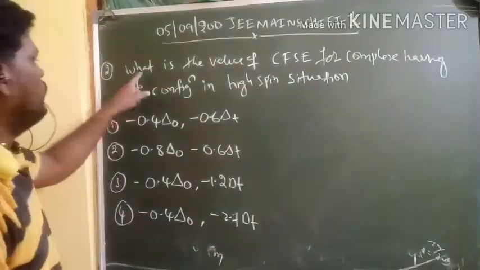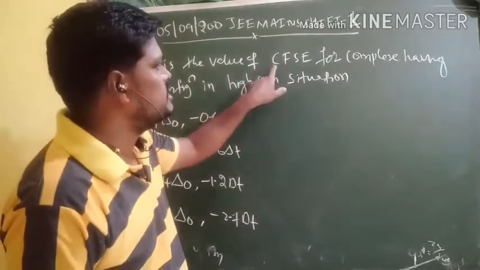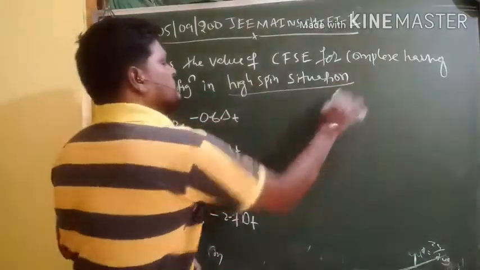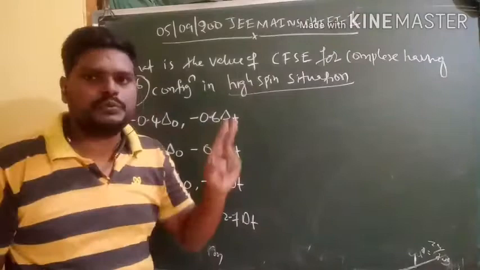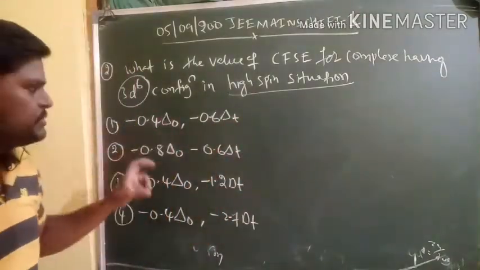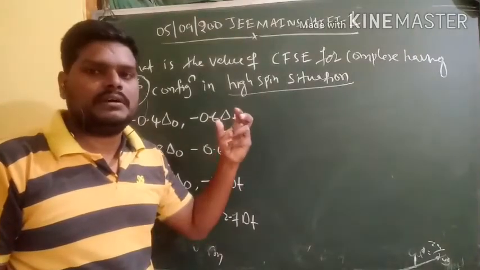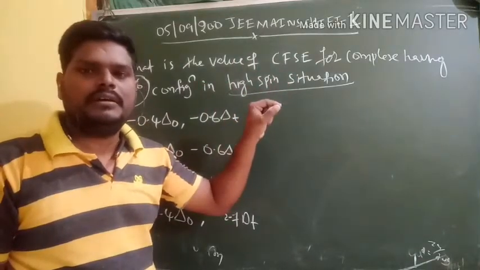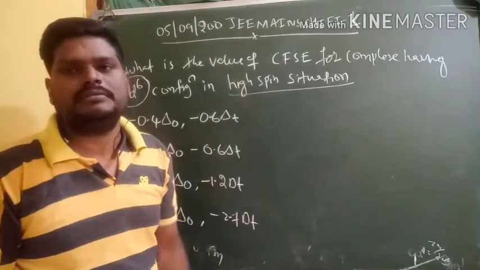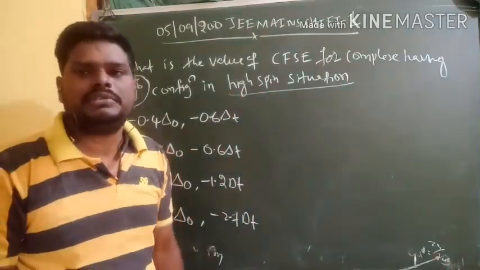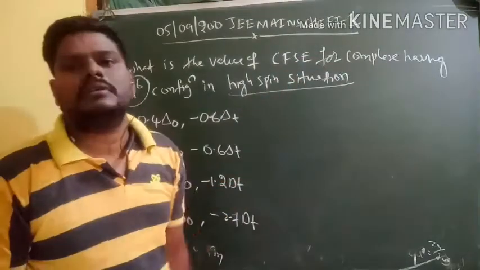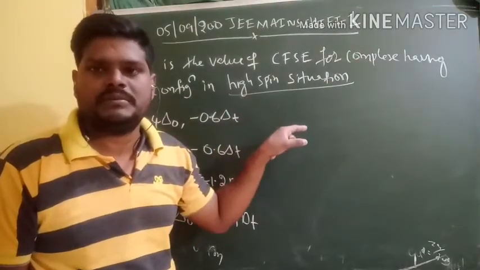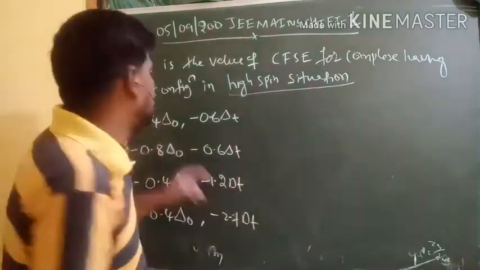Next question. What is the value of CFSE, crystal field stabilization energy, for a complex having 3d6 configuration in a high spin situation? High spin and 3d6 are the two important key points to pick the correct option. High spin means more number of unpaired electrons, which means weak field ligands in the given 3d6 configuration.